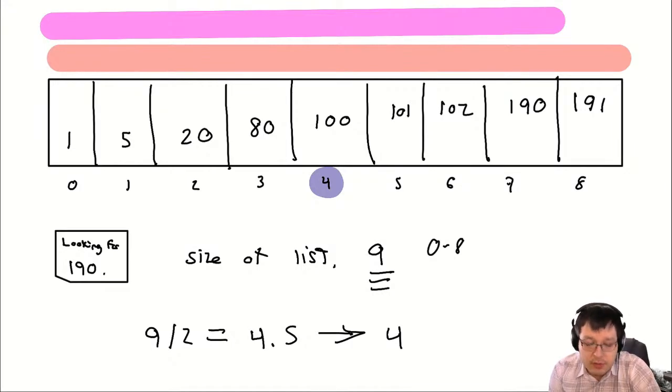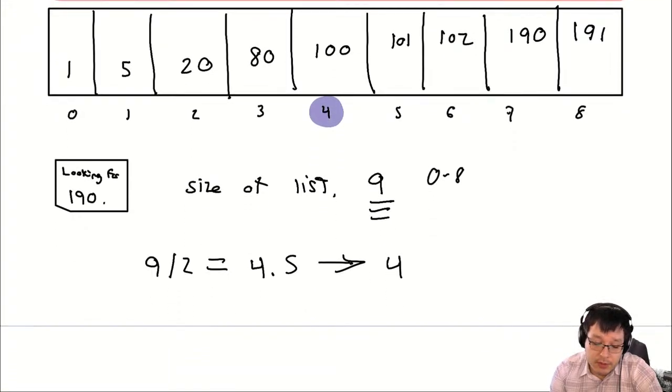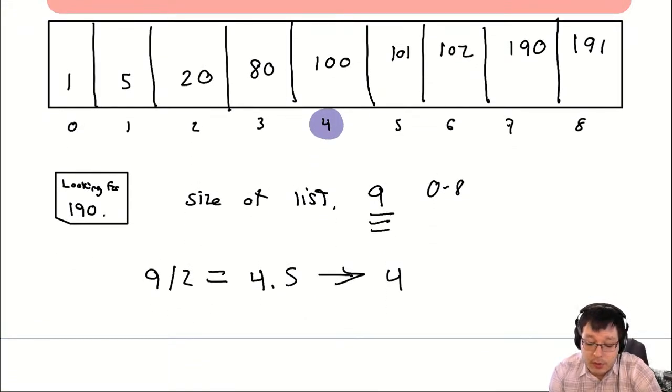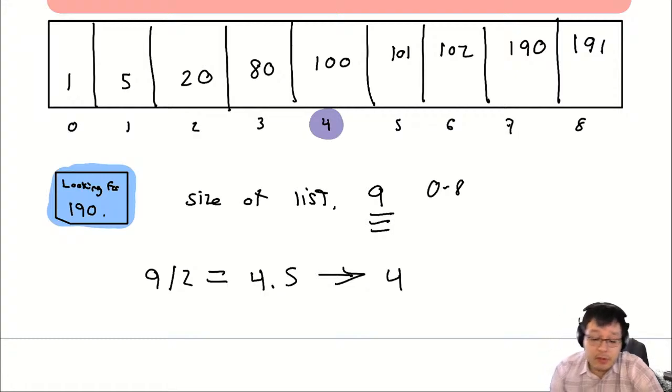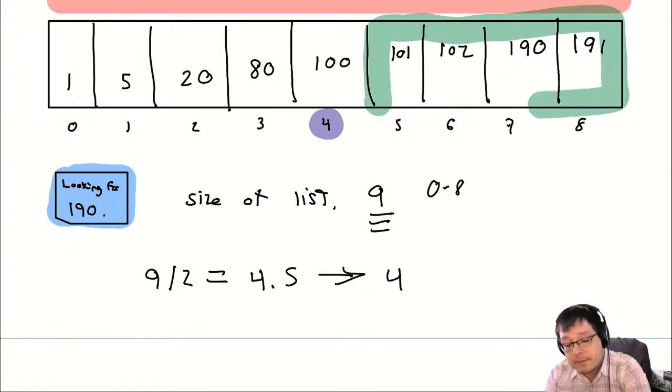So 4. And so we get to the 100, right? From there, we are going to look at what is at index 4, which is 100, and compare it to what we're looking for. So we're looking for a 190, and we found 100. It turns out that, surprise, surprise, 190 is bigger than 100, right? So what does that mean? That means that if our item is found in this list, and it may or may not be, we don't know that yet, it's going to be on this side of the list.